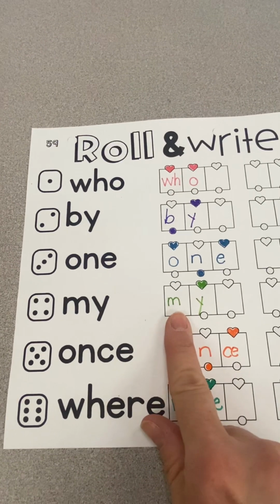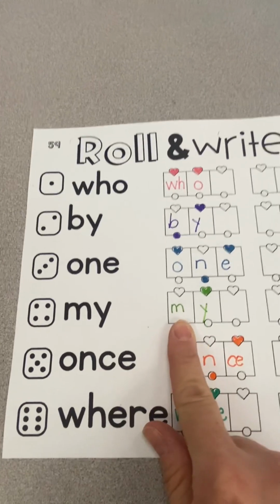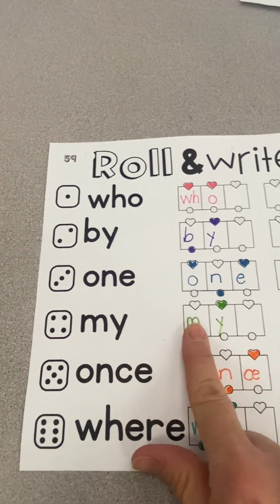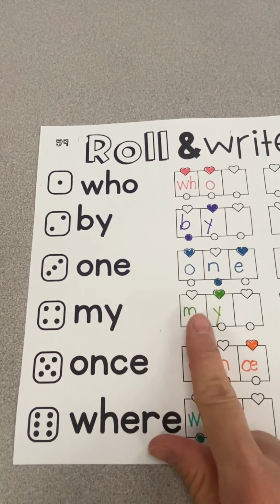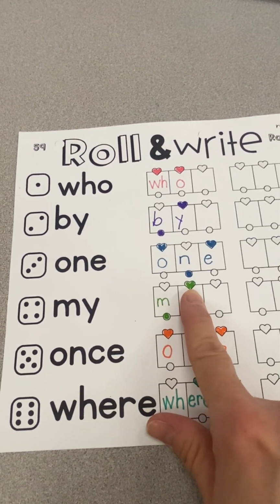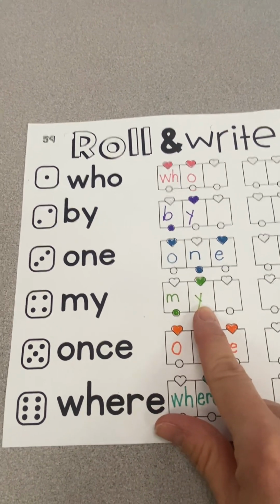The word my is a lot like by, and I tell the kids, if you can make by, you can make my. We just have to manipulate and change the beginning sound. So we say I, and we color the heart for Y because the Y is talking like an I.